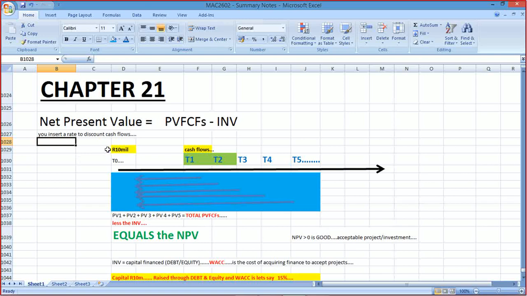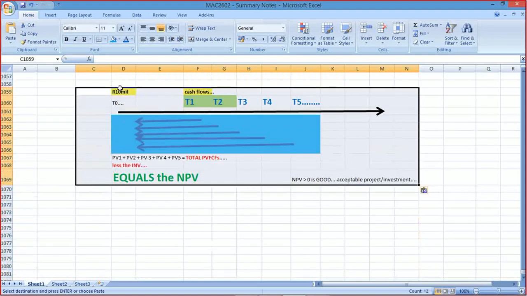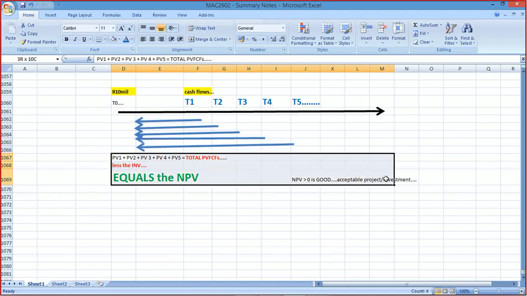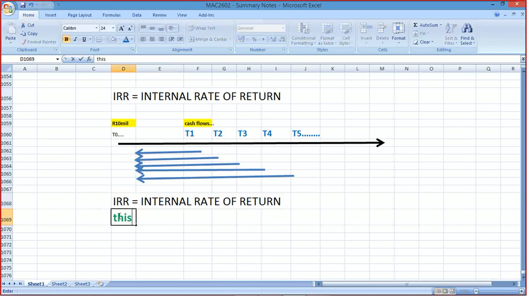Okay, with net present value, you're inserting the rate. With IRR, you're not inserting a rate, you're calculating the rate. So with IRR, this is the rate that gives NPV equals 0. Okay, what does that mean? This says that the present value of your future cash flows equals your initial investment, your INV. Okay, that's what you're actually doing.